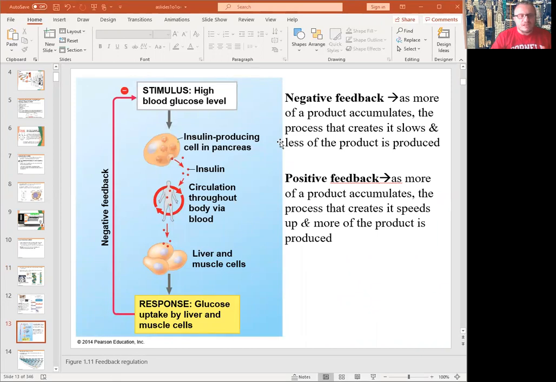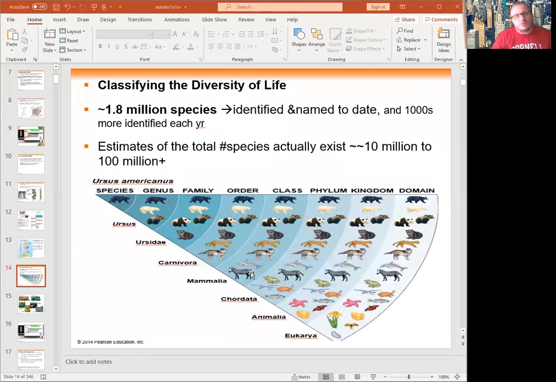Negative feedback is basically, in a multi-chain reaction like you see here, the more of a product that accumulates, the more the process starts slowing down the whole system. This is called negative feedback. You can see here. Okay, positive feedback is just the opposite of this.